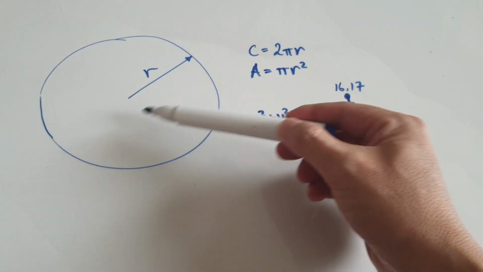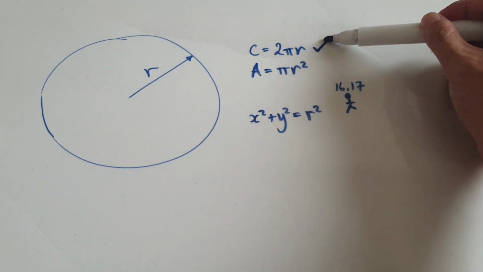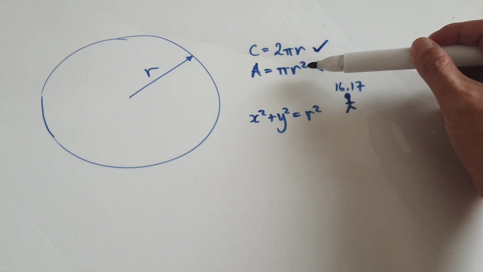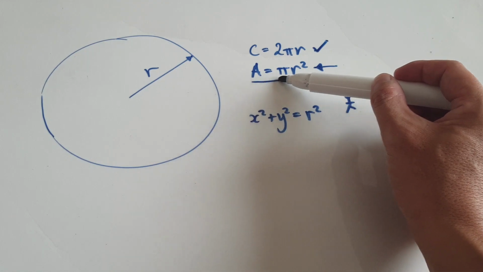For a given circle of radius r, we know that the circumference is given by 2 pi r. We can easily accept this. This is easy to understand. Whereas this one here, the area is given by pi r squared. And in school, you don't really know where this comes from.